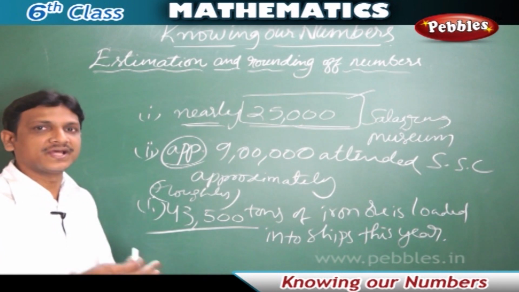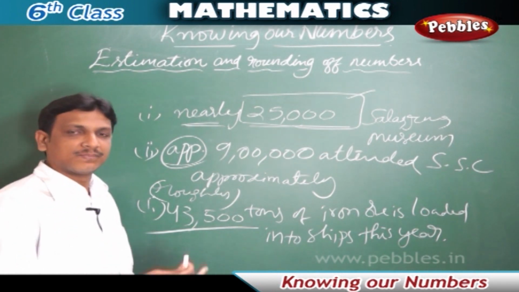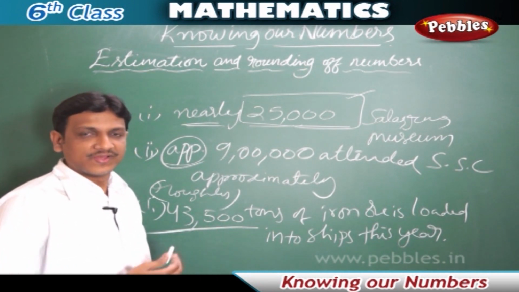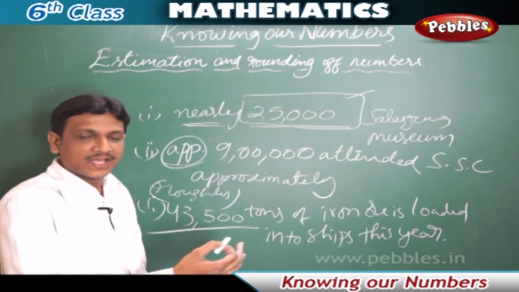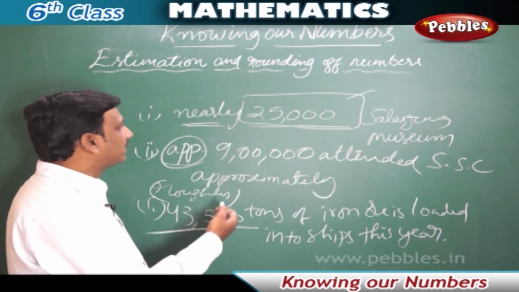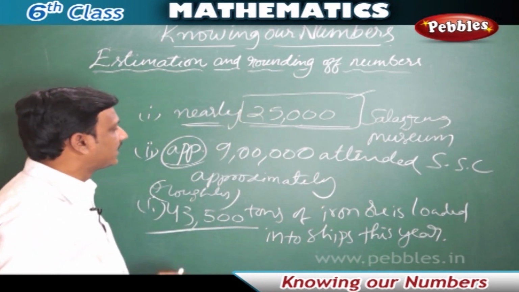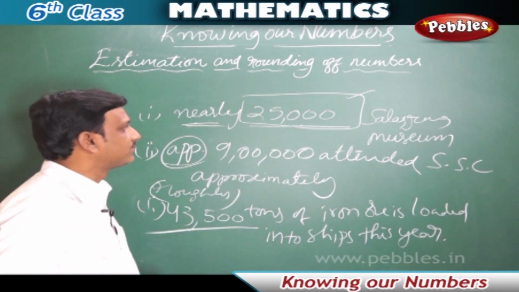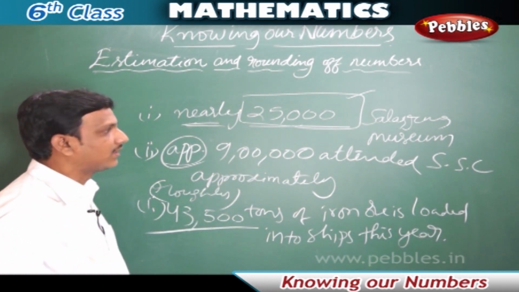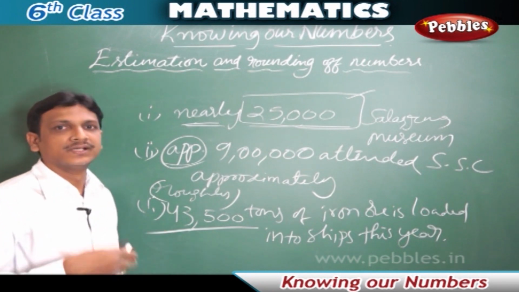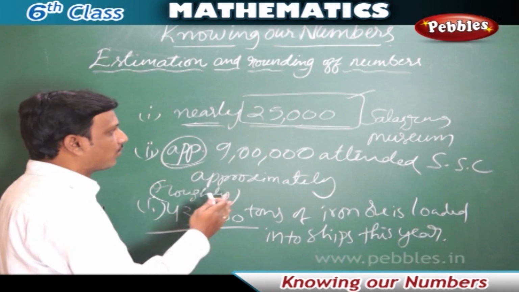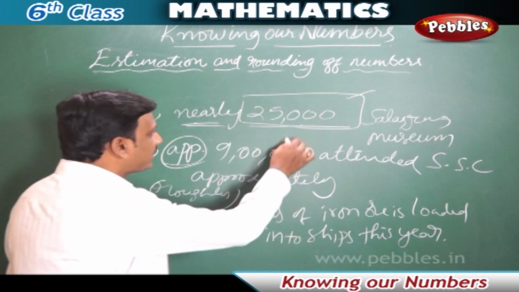So this is for a comparison. When we take the bigger numbers for comparisons, generally they are rounded off. When they are rounded off, that will be a convenient way to compare. Here, this 25,000 is not the exact number, it is nearly. That means it may be around 24,999 or it may be around 25,020 or 30. So it will be around 25,000 more or less. So it is rounded off to 25,000.